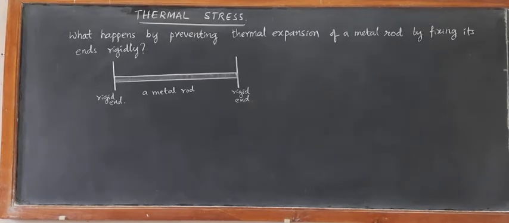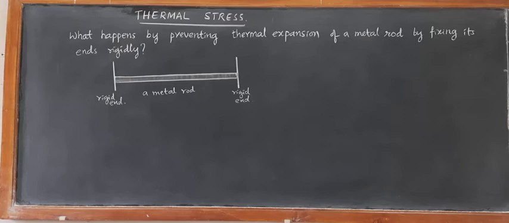Now we are discussing a very important application of thermal expansion, linear expansion. That is, what happens by preventing thermal expansion of a metal rod by fixing its ends rigidly, as I just discussed with the rail tracks. When two rail tracks are joined together, a gap is purposely left between two rails when they are joined length to length, right?